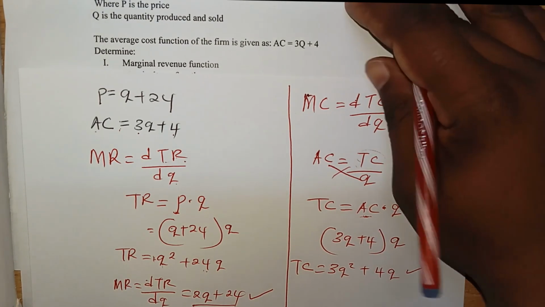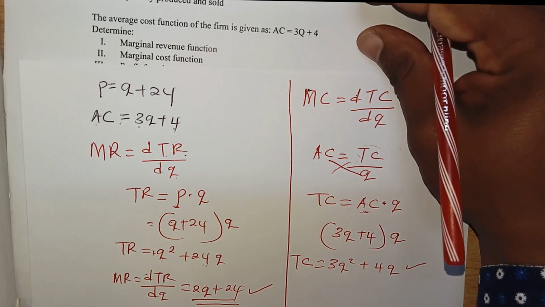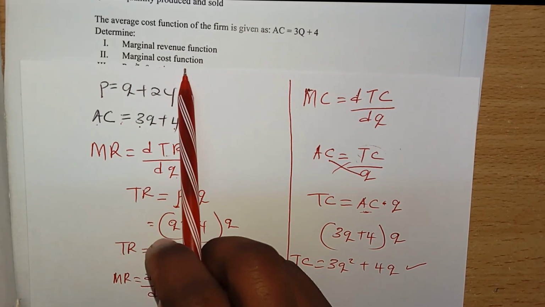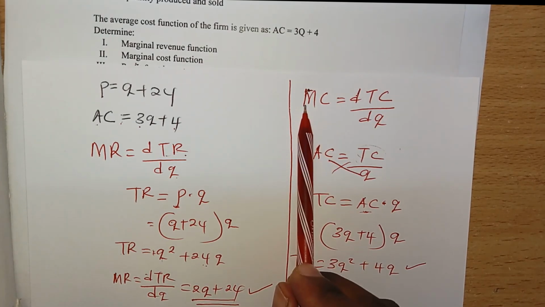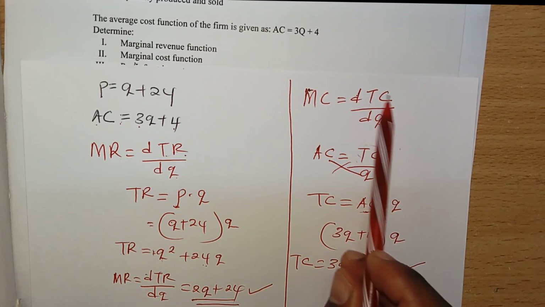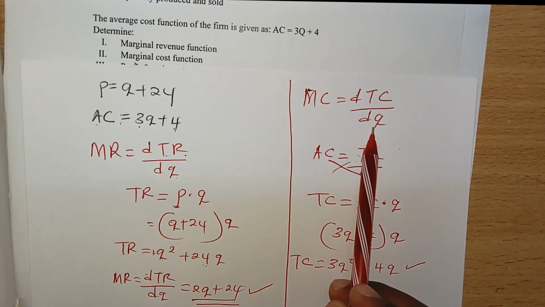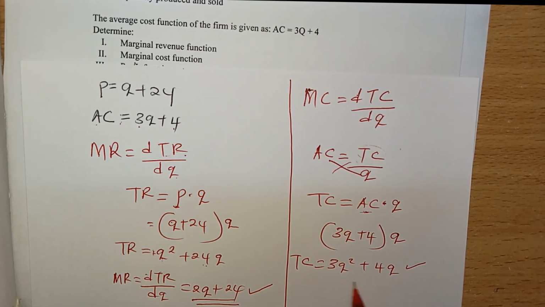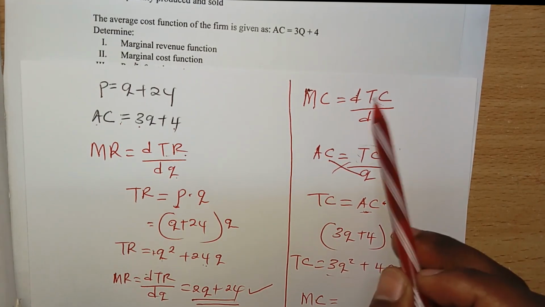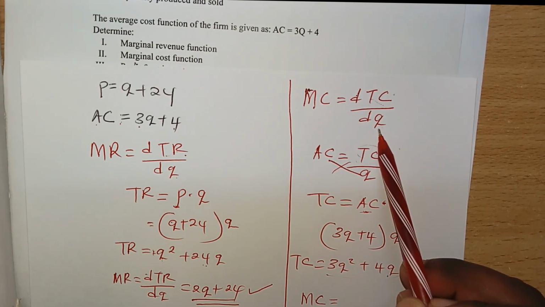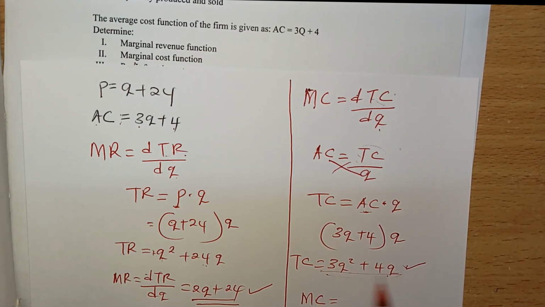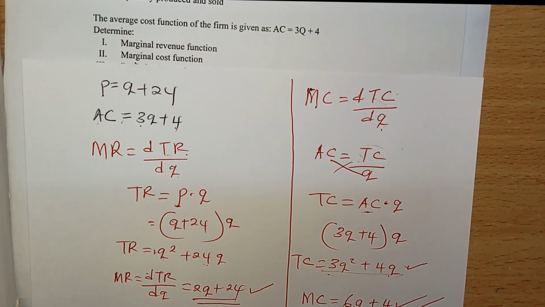But our interest is finding the marginal cost function. And I've told you that the marginal cost function is obtained by differentiating the total cost function with respect to the number of units produced and sold. So in this case, we want to differentiate this function so that we can get the MC, or the marginal cost. This is the total cost function. Once we differentiate, we get 6Q plus 4. So this is our marginal cost function.